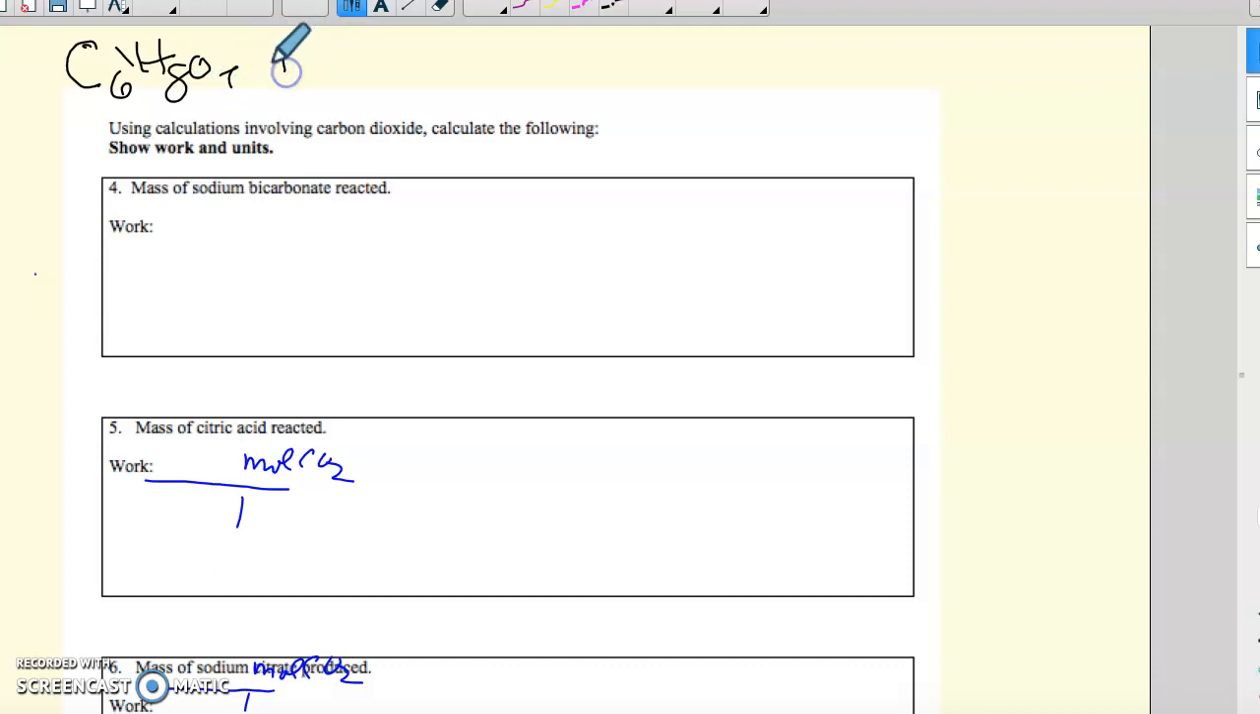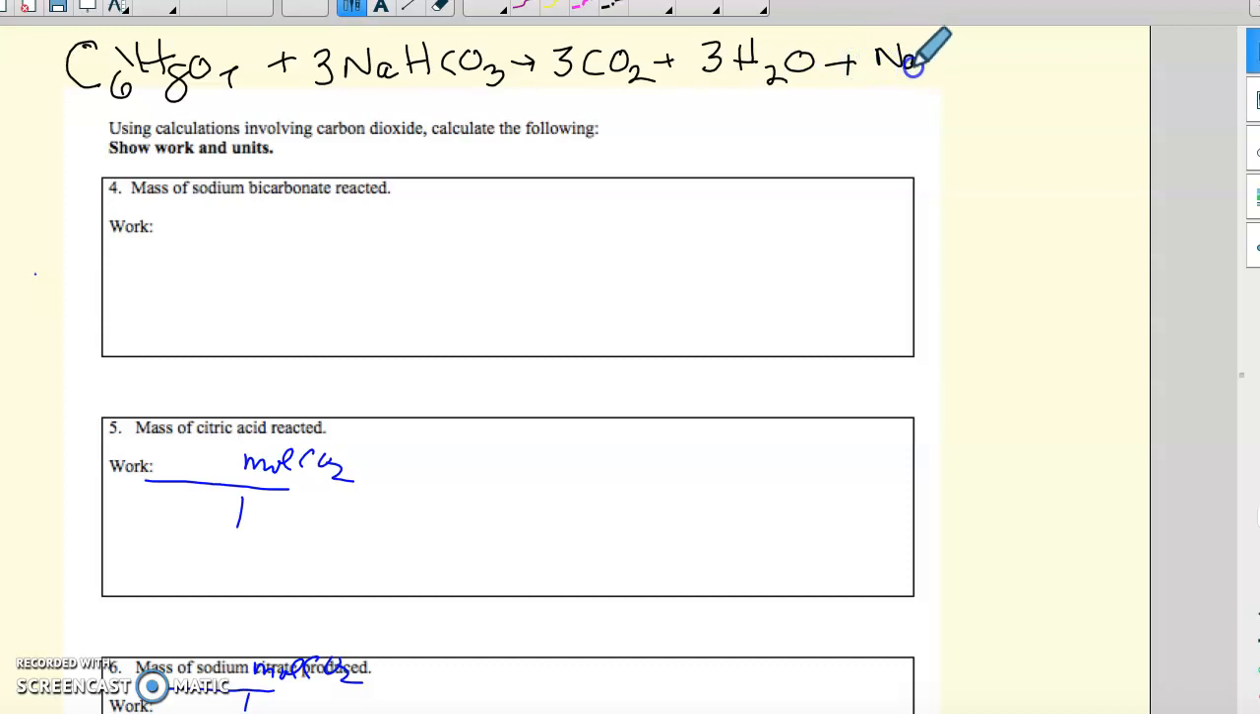C6H8O7 plus 3 moles of sodium bicarbonate. And that makes 3 moles of CO2 and 3 moles of water and 1 mole of sodium citrate.